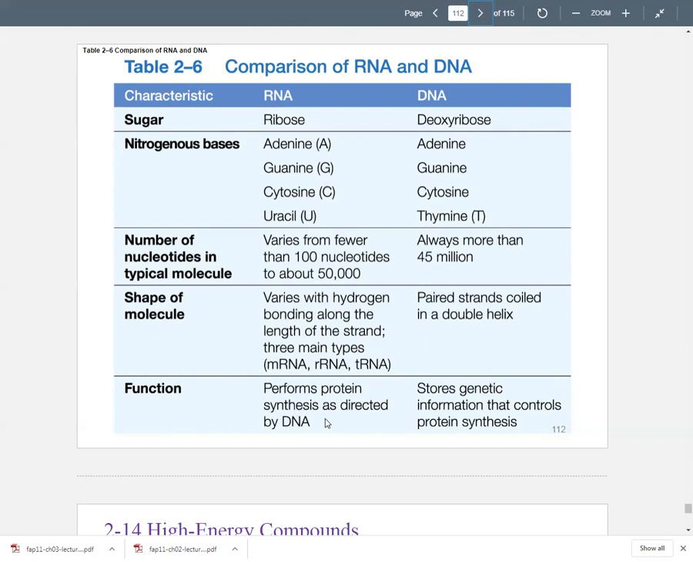Function: RNA performs protein synthesis under the direction of the DNA. DNA stores the information that controls protein synthesis. So DNA is directing RNA.